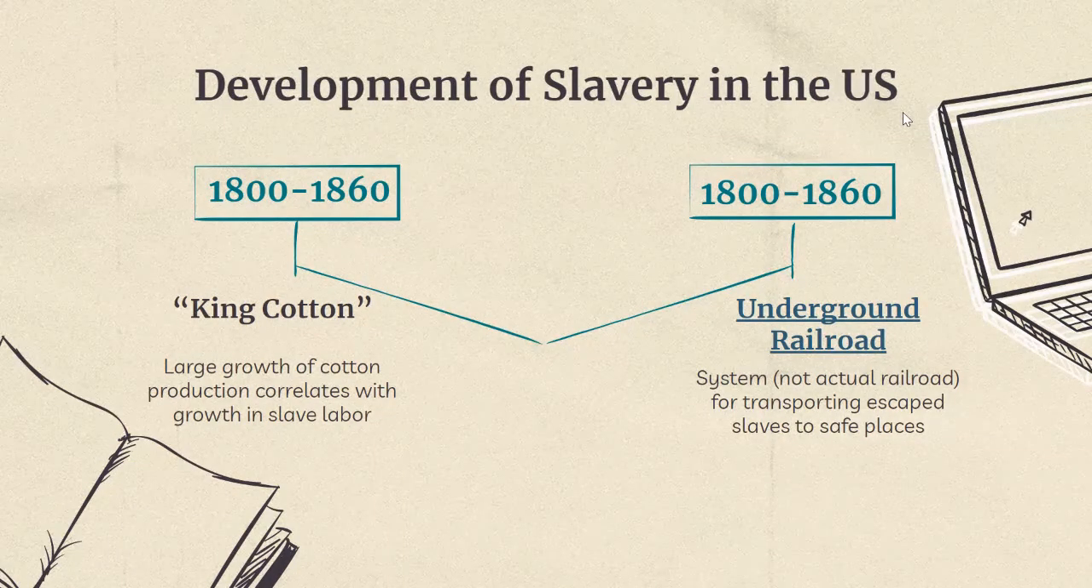Also, in this larger time period, 1800 to 1860, the Underground Railroad begins or is created. Keep in mind, the Underground Railroad, it's not a railroad of any sort. It's not a railroad in the physical sense. It's a system of moving escaped slaves to safe places. That means slaves are headed from the South to the North and even Canada.